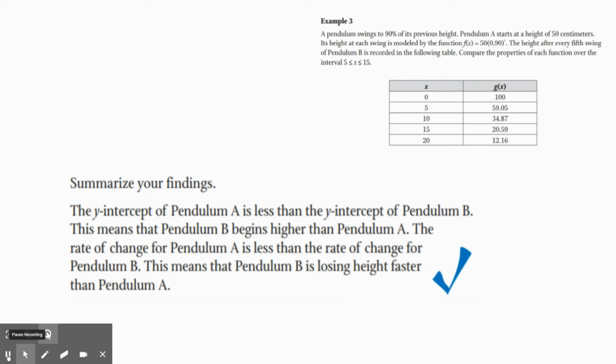Finally, summarize your findings. The y-intercept for pendulum A is less than the y-intercept of pendulum B. That means that pendulum B begins higher than pendulum A, and the rate of change for pendulum A is less than the rate of change for pendulum B. That means pendulum B is losing height faster than pendulum A. Remember, we're going to be looking at the average rate of change. We're going to be looking at that absolute value. The higher absolute value will be the higher rate of change.